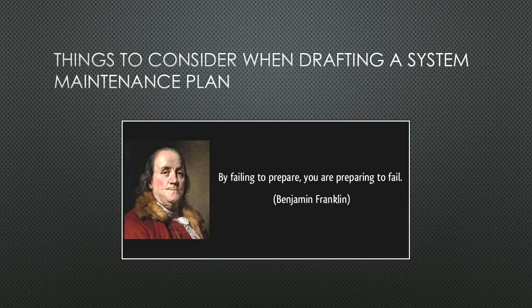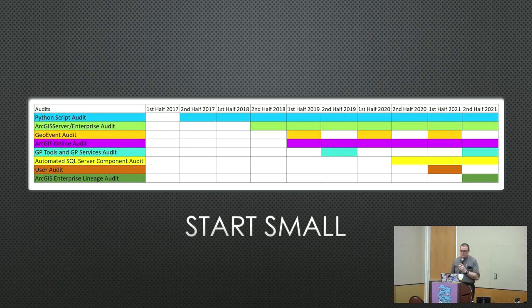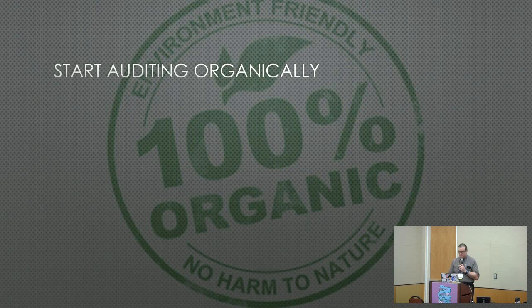So, things to consider when drafting a system maintenance plan of your own. Start small. We didn't start auditing all of our things all at once. We started with Python and grew from there, because what matters to you and your organization, you might not know immediately. So just start small with something that you don't know and want to know more about, and then hopefully it'll grow into you looking at the rest of your system.